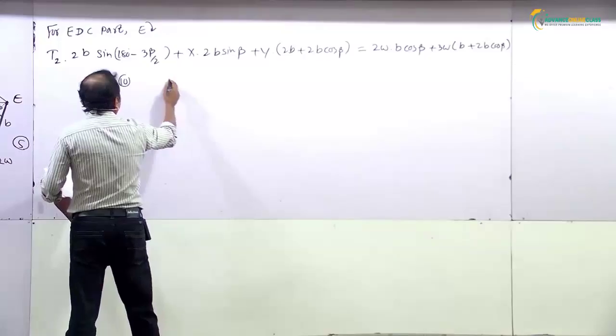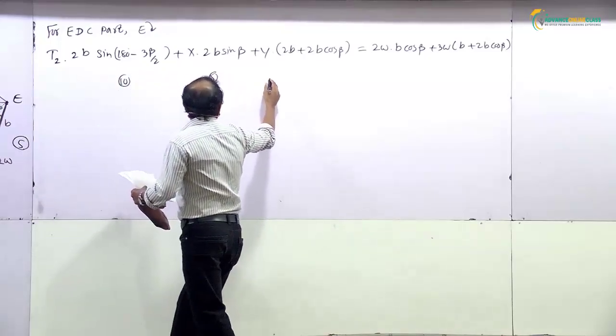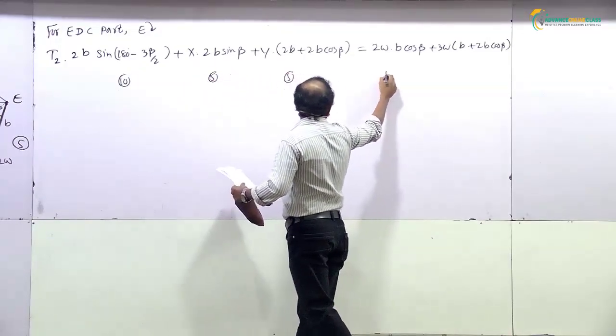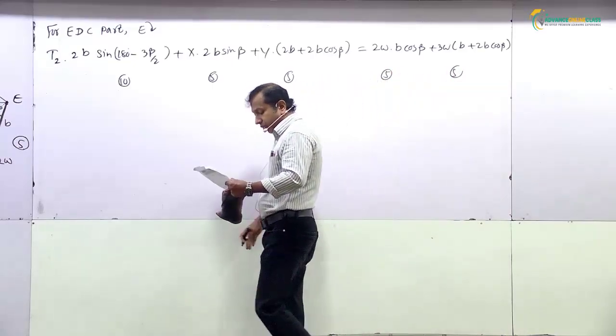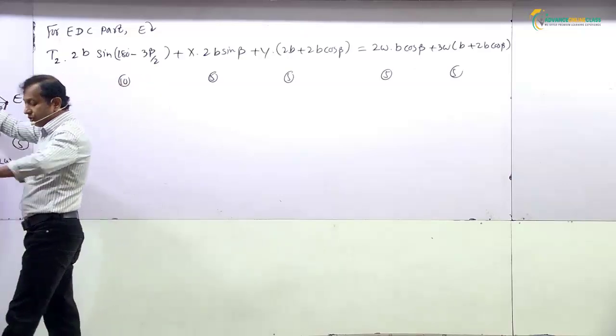Here, 10 marks, for the rest, 5 marks each given. 30 marks for that one. Next one, for the ABC part.